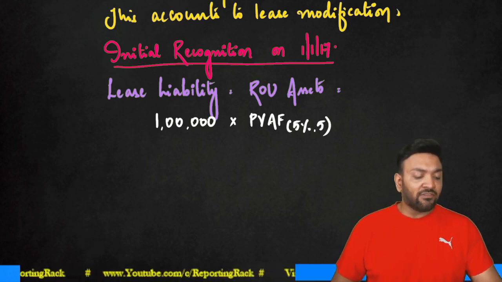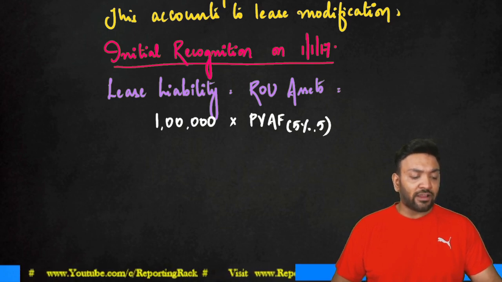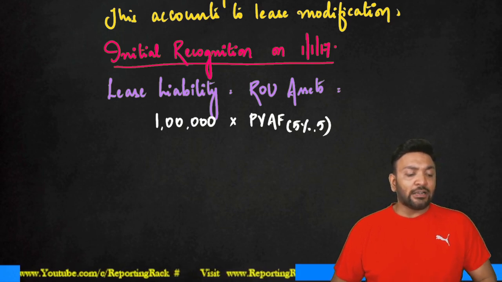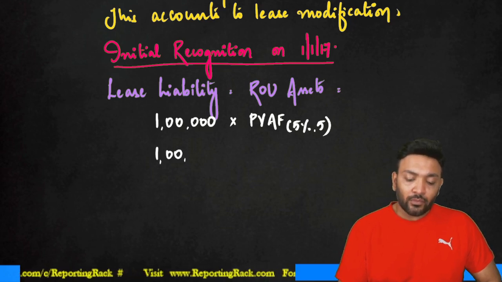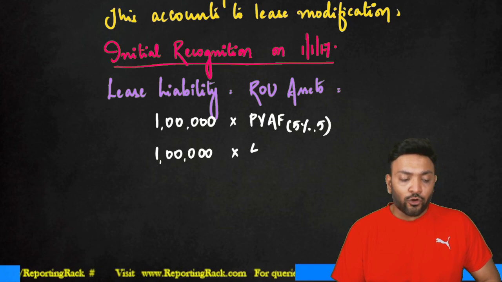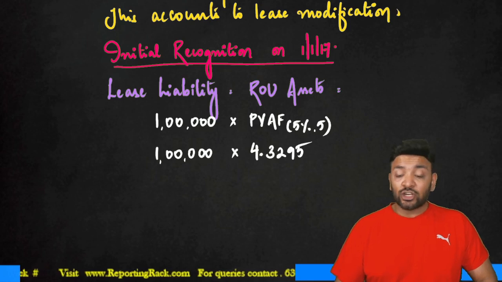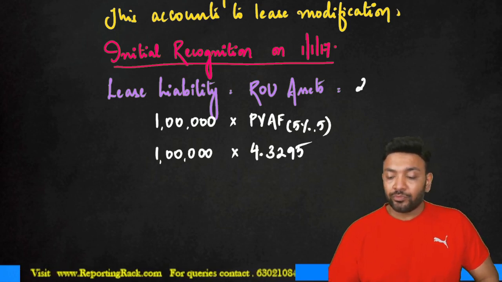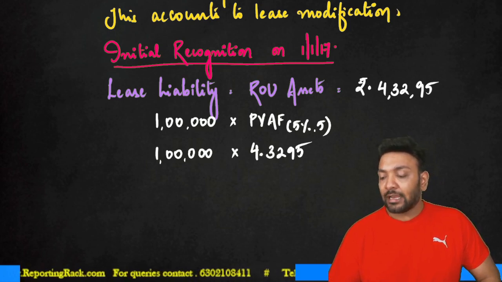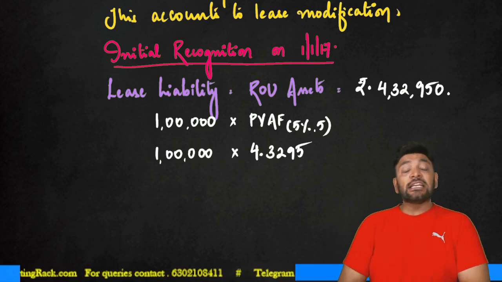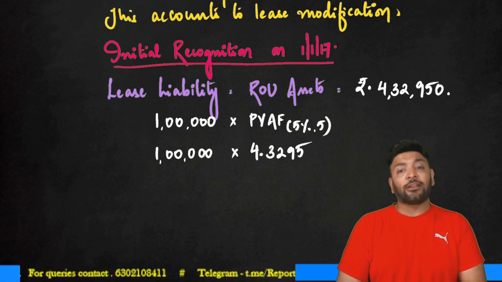Calculate 1 divided by 1.05, and the PVA is 4.3295. So 1 lakh into 4.3295. That should give me a value of rupees 4,32,950. That is the initial measurement of the ROU asset and the lease liability as on 1st January 2017.